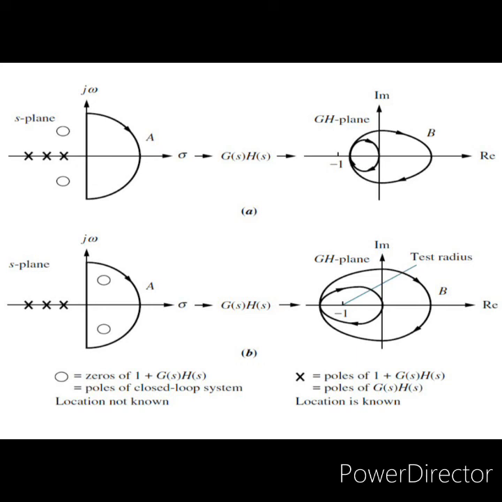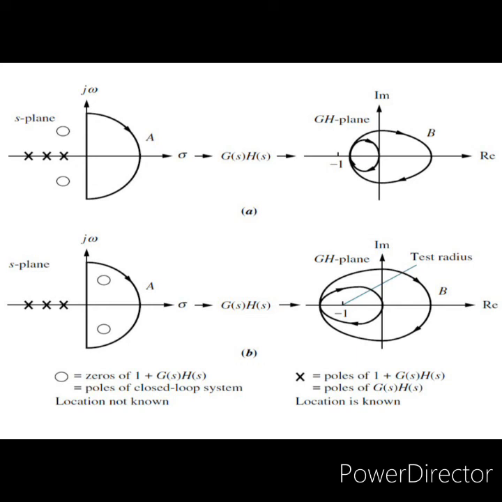That is contour A. Now when that is the situation, you can see in the mapped figure, on the GH plane, when we put this whole contour into the function GH and then plot it on another complex plane, that is our GH plane, we get something like what is shown over here in the bottom right graph. You can see that the contour is encircling the minus 1 point, and it is encircling two times.